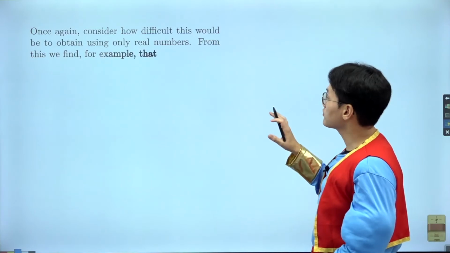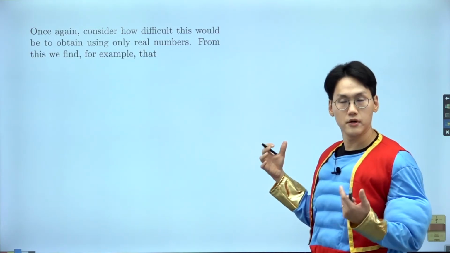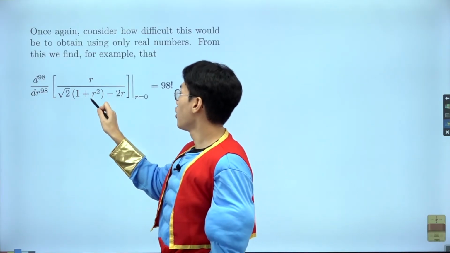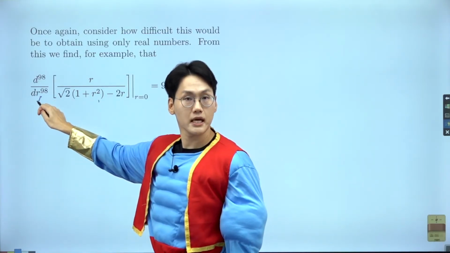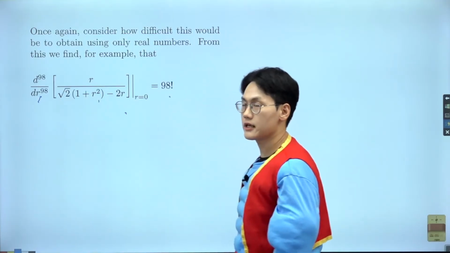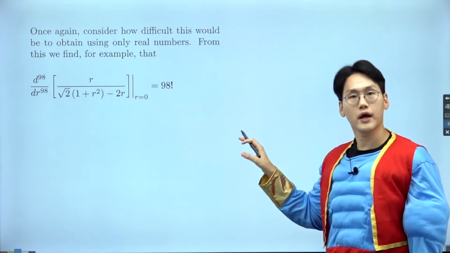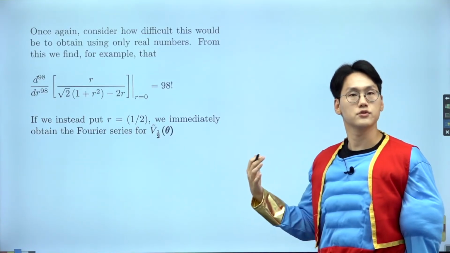Once again, how difficult this would be if I had to use the derivative method to find the coefficient of the Maclaurin series. Imagine that I had to differentiate 98 times and plug in 0 just to find the 98th coefficient with 98 factorial. It would have been very painful, but now you see things were a lot quicker using the geometric series.